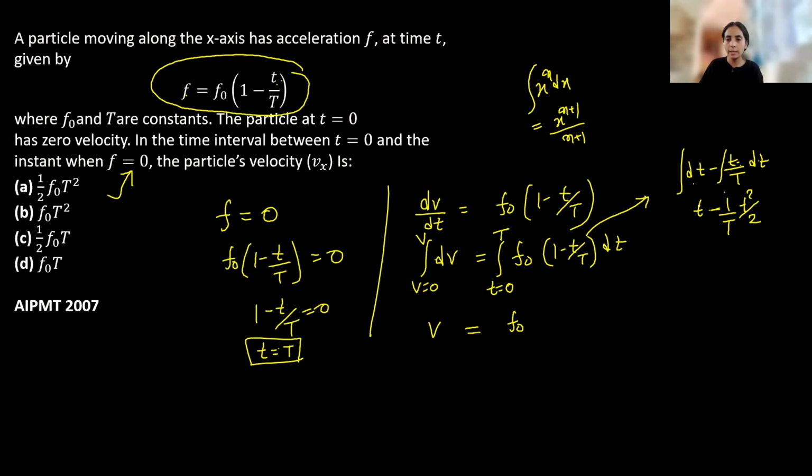It is this one, okay? And then you need to put the limit. Limit from where to where? 0 to T. So this will become T − T/2, so this will be T/2. Sorted. So velocity should be f₀T/2. That is option C should be the correct one.